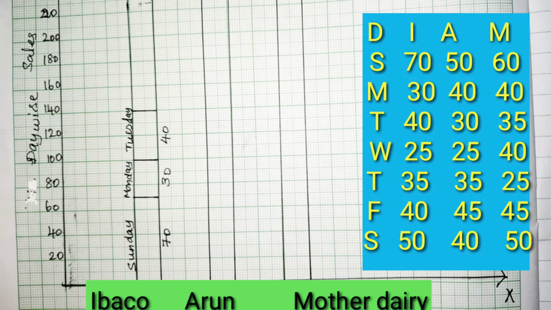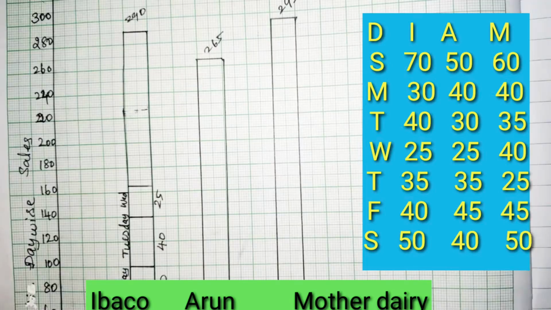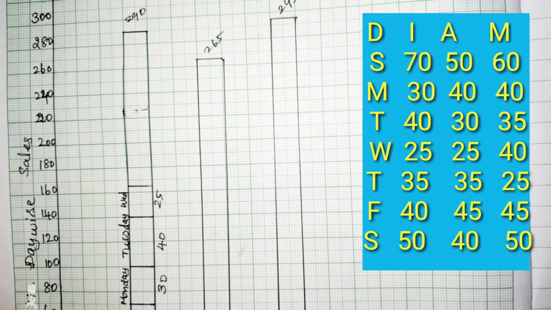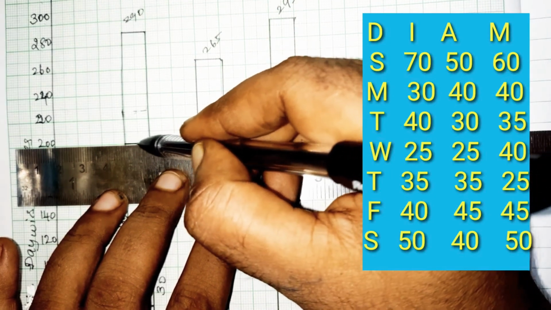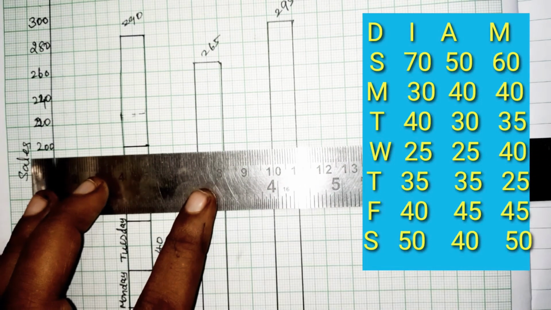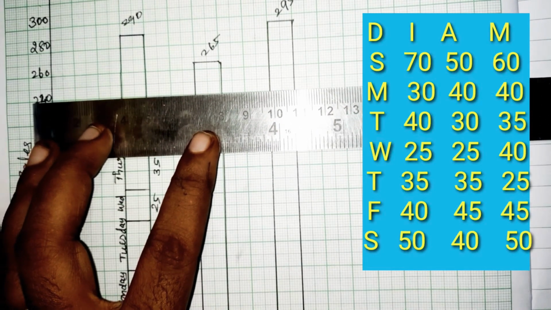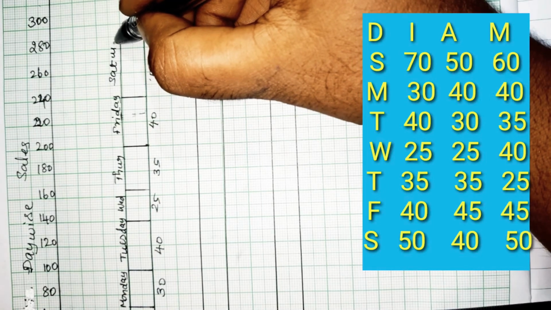Wednesday the sales is 25, so after 140 you mark 25, that is 165. This is 25 for Wednesday. Thursday sales is 35, so 165 plus 35 is 200. Friday the sales is 40, so after 200 you mark 40, that is 240. And the remaining portion, 50, is for Saturday's sale.